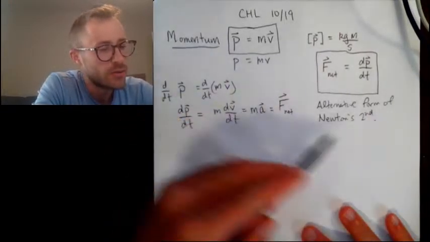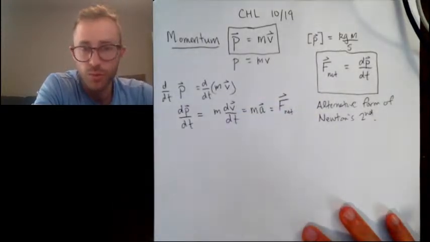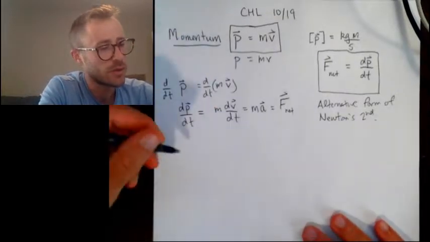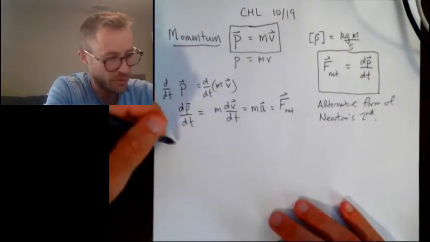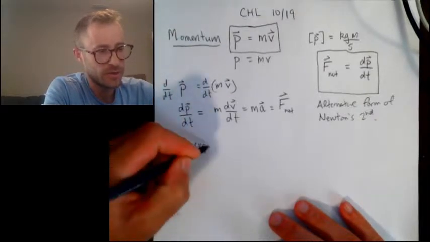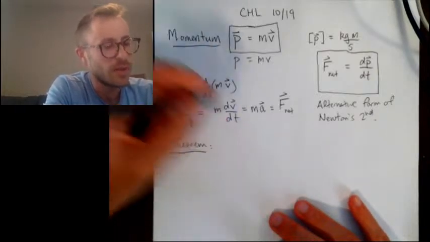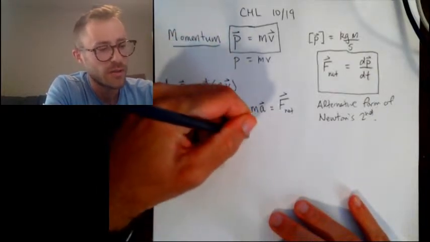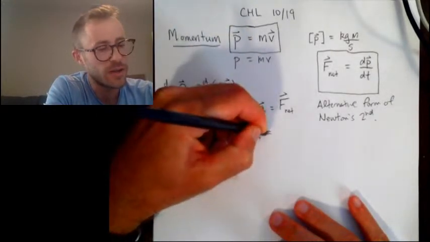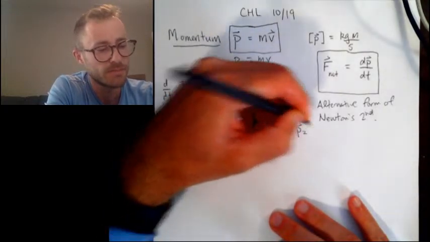We're actually going to use this alternative form to prove that momentum is conserved. So we're going to do a little theorem here. By the way, I forgot one quick thing. The total momentum of a system is defined as the vector sum of the individual momenta.